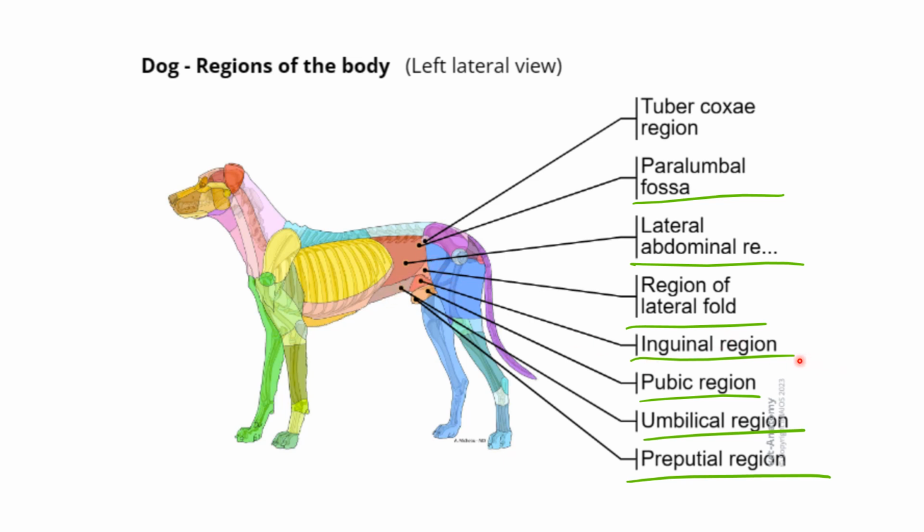Then we have again the inguinal region, which is right here, just below the region of the lateral fold. Then the pubic region, where the genitalia sits. Then the umbilical region, where the umbilical cord was attached. And then the preputial region, only for male dogs.